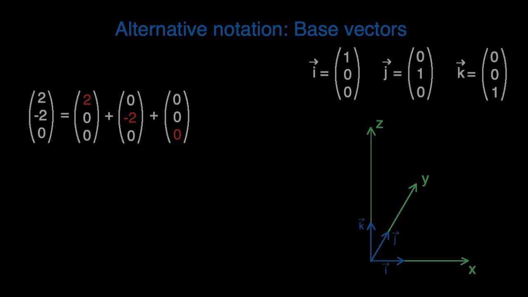So, we get the sum of the vectors is equal to 2 times the vector i minus 2 times the vector j plus 0 times the vector k. I've included the last part for illustration, but it should be skipped as it is simply equal to 0.